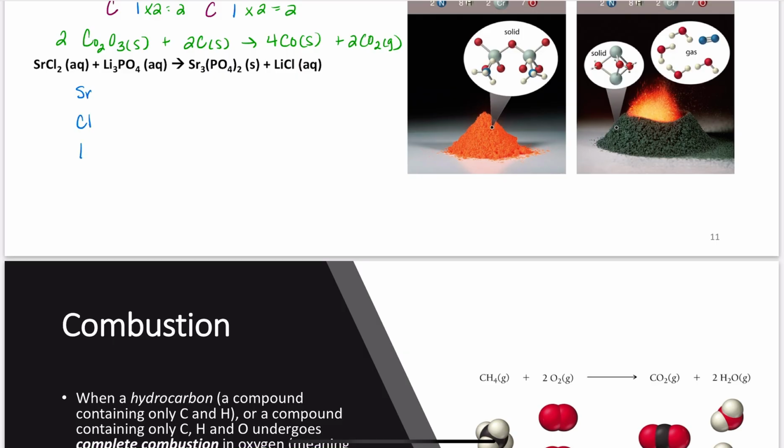So I've got strontium, chloride, lithium, and then I'm going to write phosphate here. I could write phosphorus and oxygen and balance them individually, but I'm going to write phosphate overall. Strontium, chloride, lithium, and phosphate.